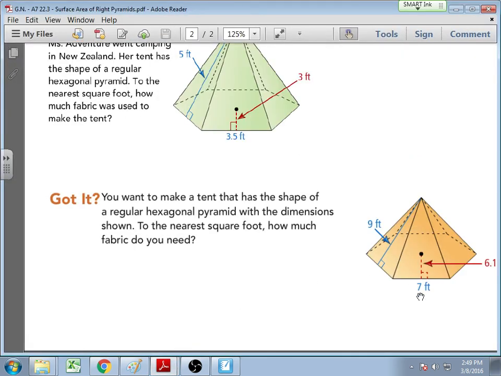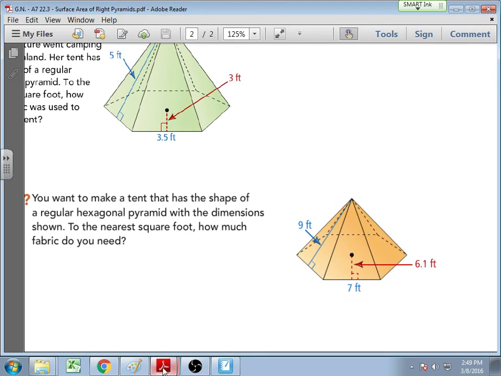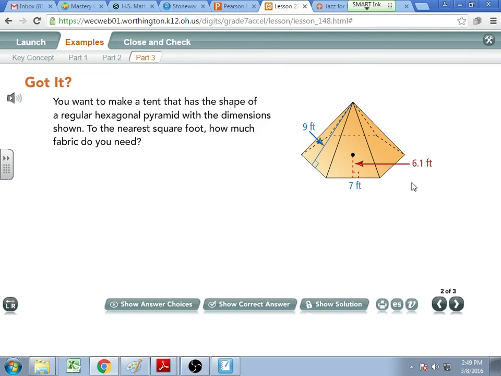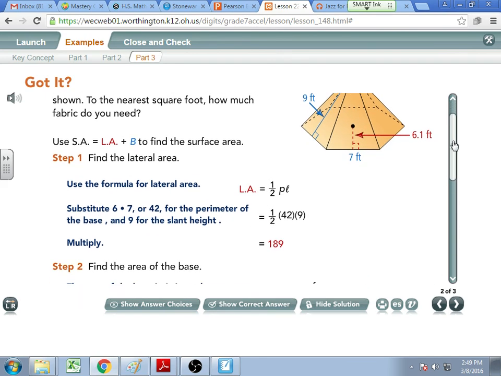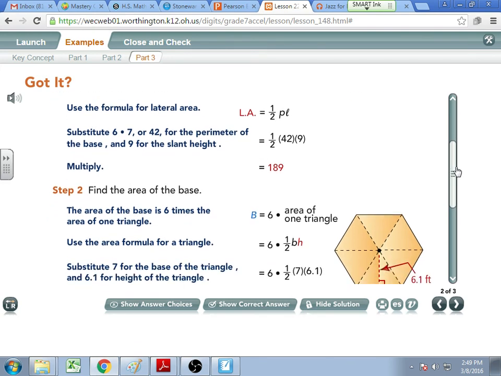As you can see right here down at the bottom, we've got 7 and 9 and 6.1. So that is this hexagonal pyramid right here. Hopefully you've done this on your own and got a solution of 189. But that's not your final solution, that's your lateral area. When you then find your big B, you have 6 triangles.